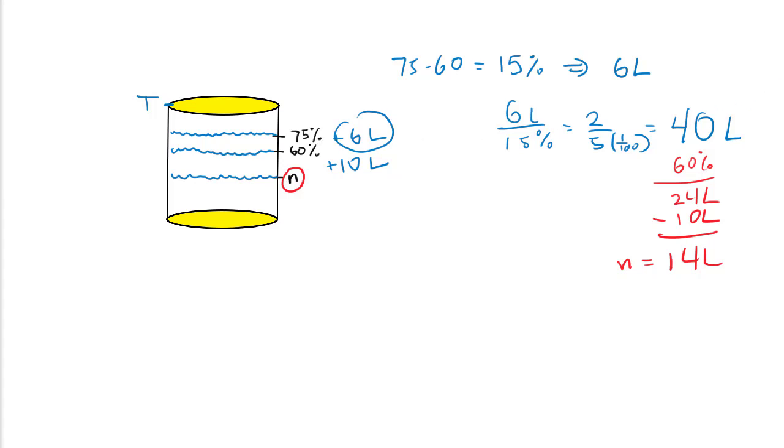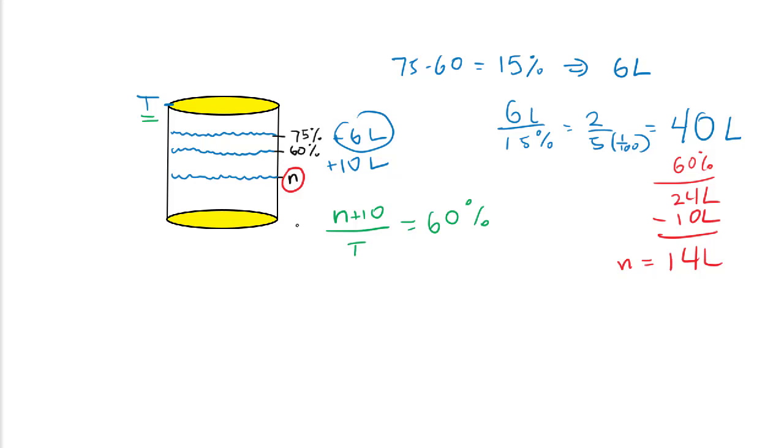We can also set this up algebraically. It takes a little more time, but I think it's worth getting to know because in other problems, this skill is going to be very useful. So the first situation is I have N liters, I add 10, divide that by T, my total number of liters in the tank. That ratio is going to be 60%.